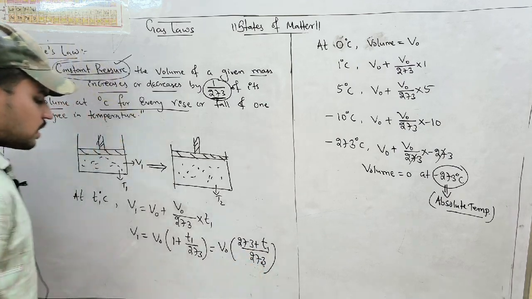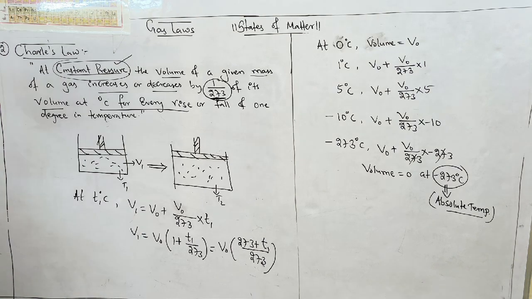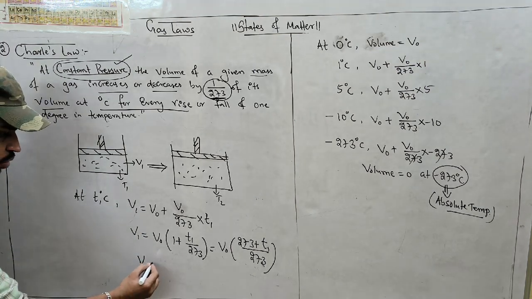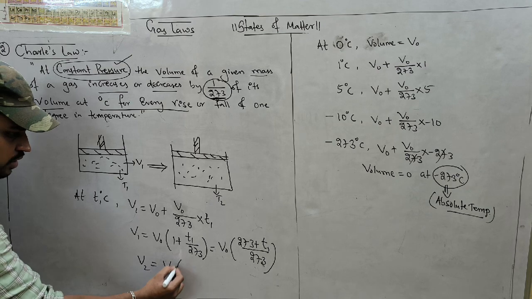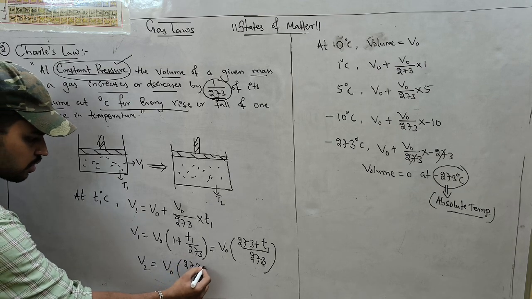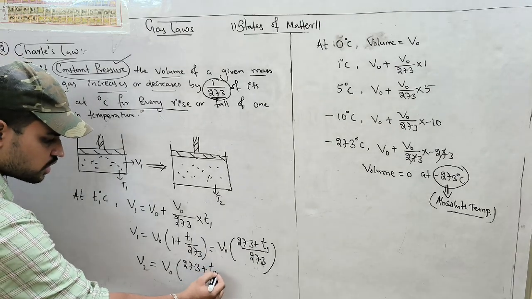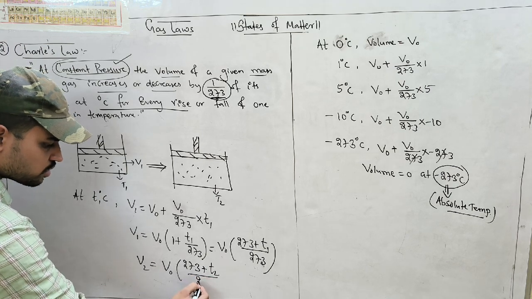So this is for one gas. Similarly, we can do it for V2 also. What can we write finally? V2 is V0 into 273 plus T2, the temperature in degrees centigrade, by 273.